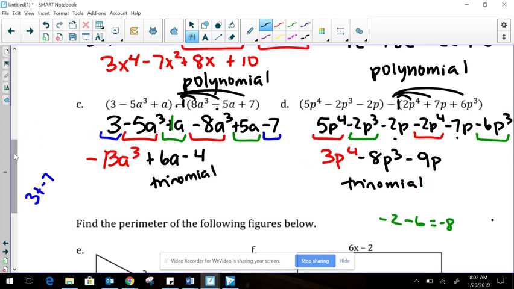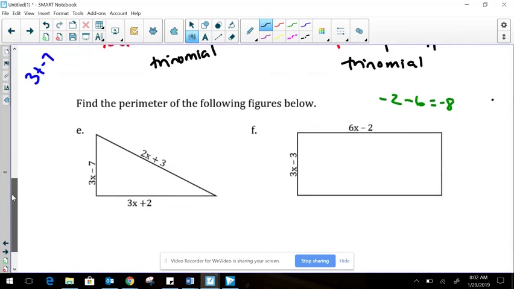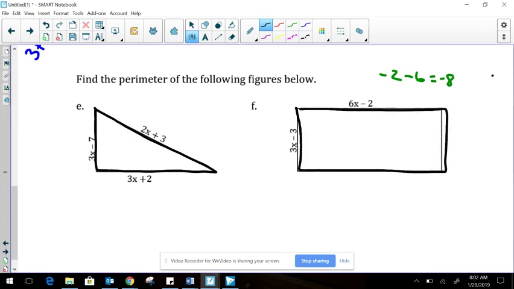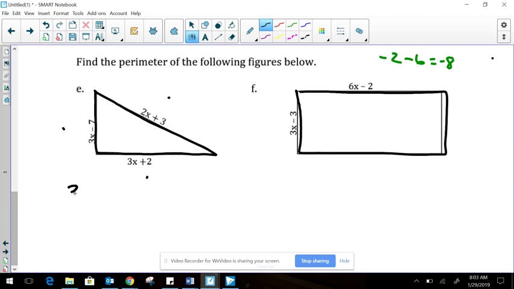Okay, then last little section here, it says find the perimeter of the following figures. So the perimeter means that I'm adding up all the sides on the outside. I'm finding the length around the shape. Okay, so this triangle here, I'm just adding up this plus this plus this. So let me scroll down here. I have 3x minus 7 plus 2x plus 3 plus 3x plus 2.